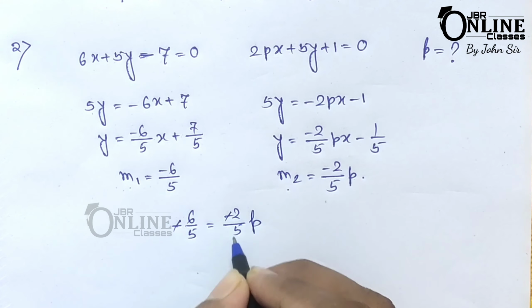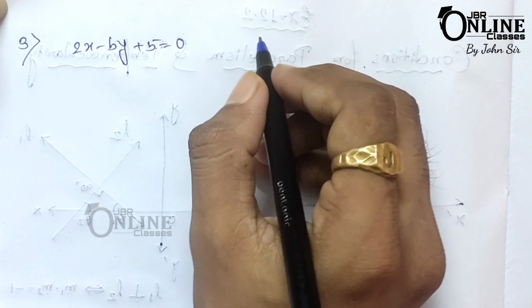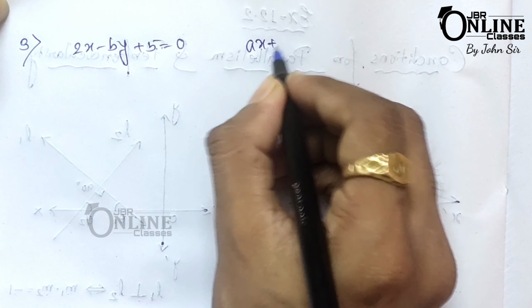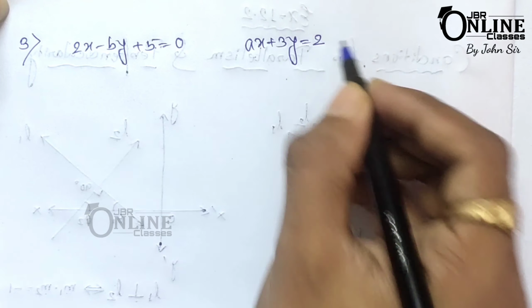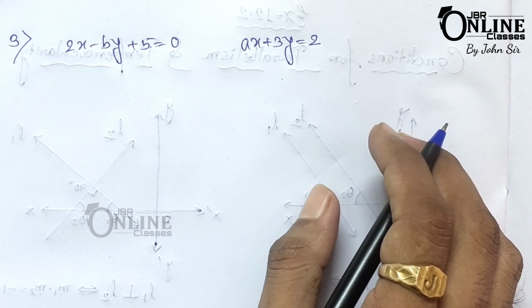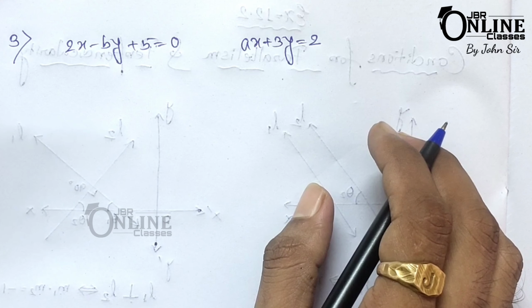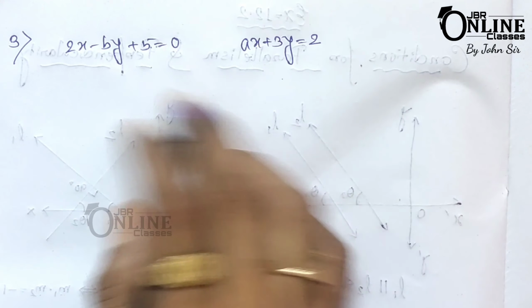Okay, so the final answer is 3. Now problem number 3: the lines 2x minus by plus 5 equal to 0 and ax plus 3y equal to 2 are parallel. Find the relation connecting a and b. So these two lines are parallel, that means first you have to find out the slope.